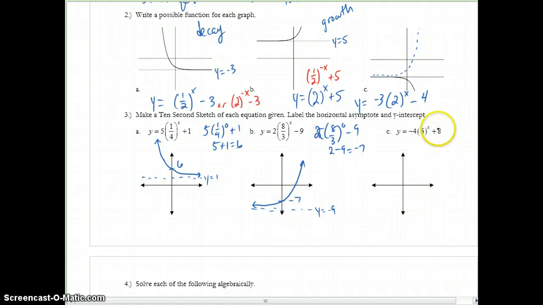Last question, 8, that's our horizontal asymptote. 6 would be growth, which is this shape. There's a negative value in front, so it's going to flip over, so we're going to point downward. Horizontal asymptote at y equals 8. Plug in 0, you get -4 times 6 to the 0 plus 8. That's -4 plus 8, which is 4.